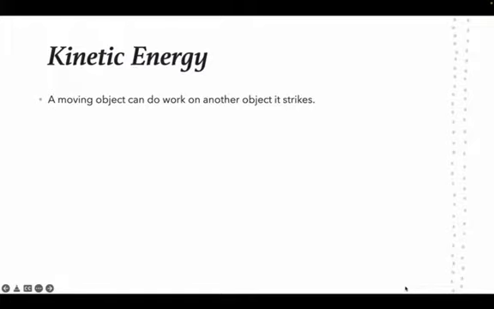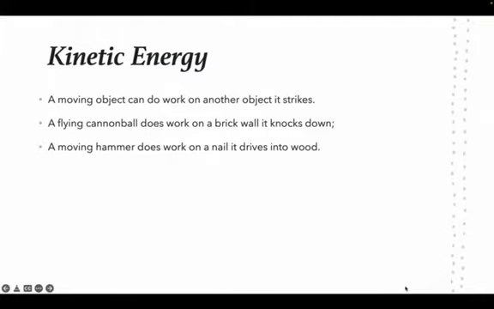So, a moving object applies a force on a second object if it hits it. Take, for example, a cannonball hitting a brick wall. When the ball hits, the wall falls. Another example could be a hammer hitting a nail. Right? The hammer hits a nail, the nail moves into the wood.